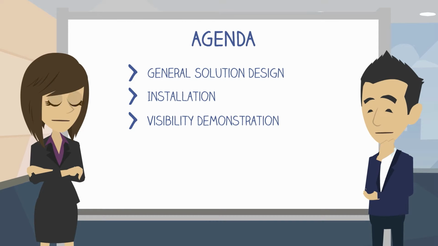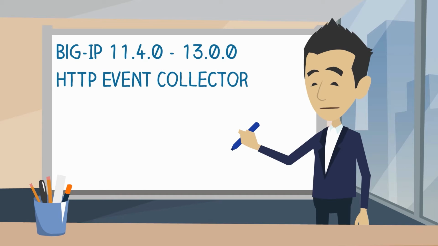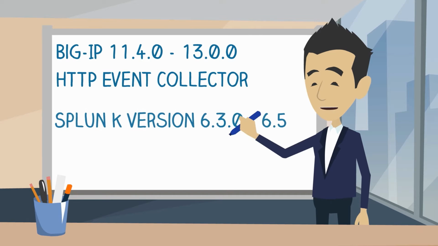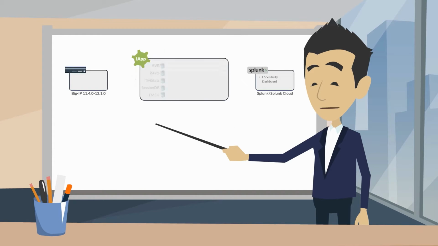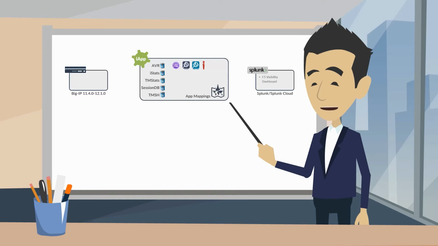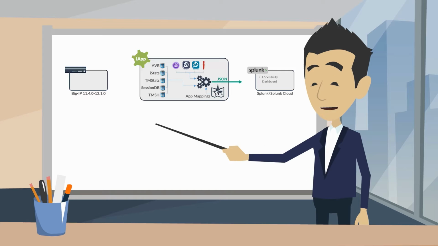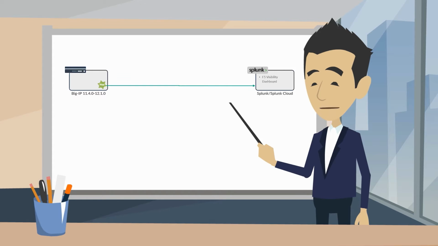will provide them. The solution works as far back as Big IP 11.4. It utilizes Splunk's HTTP event collector to receive messages from the Big IP, which was available in Splunk version 6.3. The solution also works with Splunk Cloud. The F5 Analytics IAP is used to collect a variety of different data sources from each Big IP. In combination with the application mappings, this IAP is installed on each Big IP to send data to Splunk or Splunk Cloud instances.